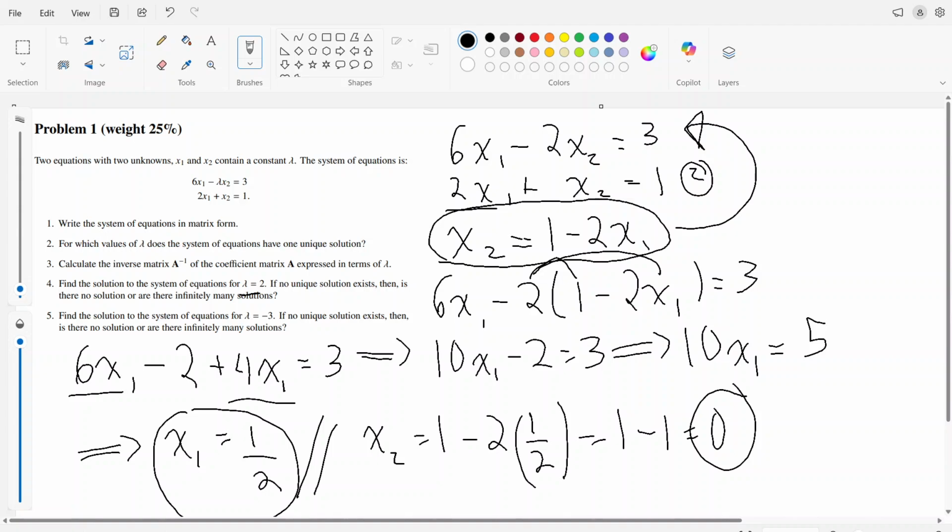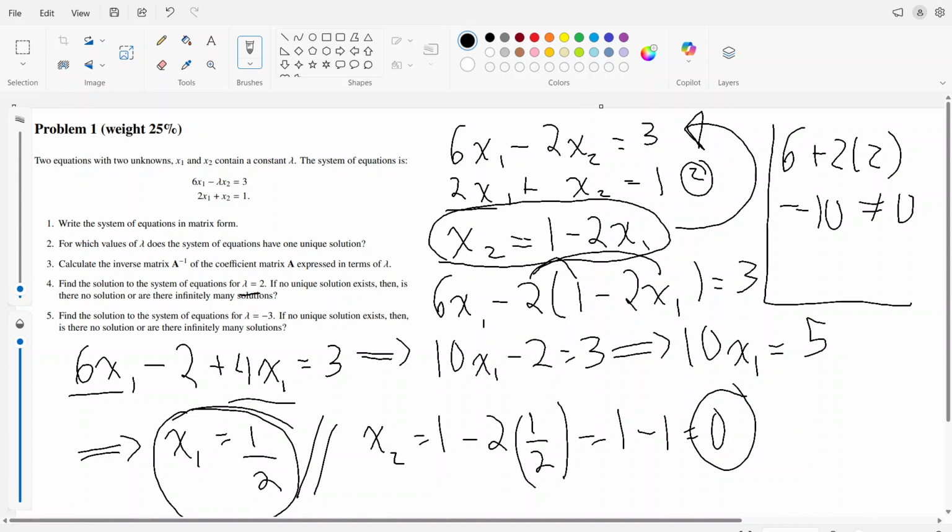But wait, we're not done yet, because the second part of the problem still exists. We have to get the determinant of the set of equations. To get the determinant, we use our same formula, 1 over AD minus BC, right? When you apply that formula, the determinant is 6 plus 2 times 2, which equals 10, which does not equal 0. So because the determinant does not equal 0, there is a unique solution. That's the answer to the second part, and the answer to the first part is x1 equals 1/2 and x2 equals 0.